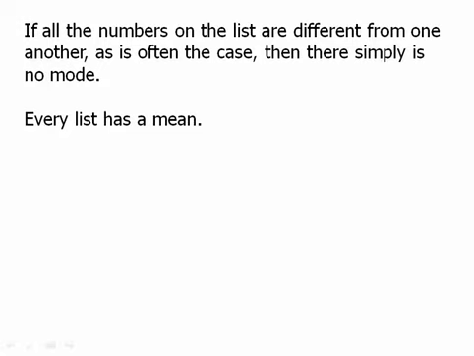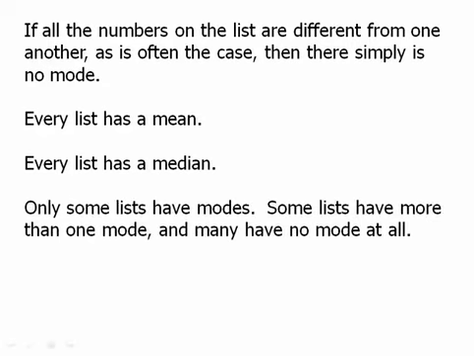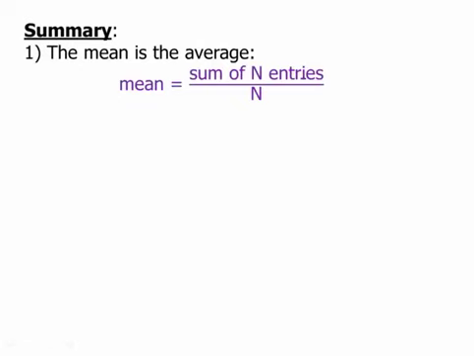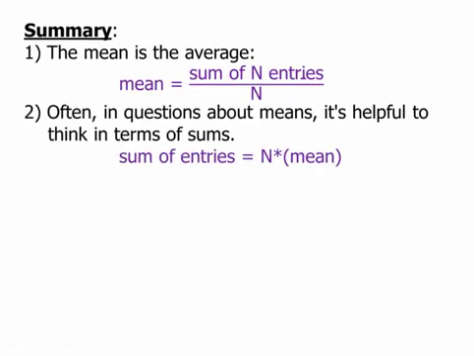So think about this. Every single list on the planet has a mean. Every single list on the planet has a median. But only some lists have modes. Some may have more than one mode, and many have no mode at all. And so this is one of the big reasons why the mode is not nearly as important as the mean or the median. In summary, the mean is the simple average.